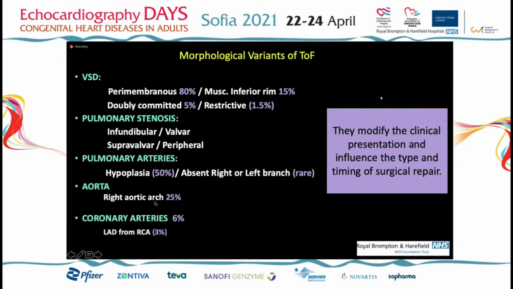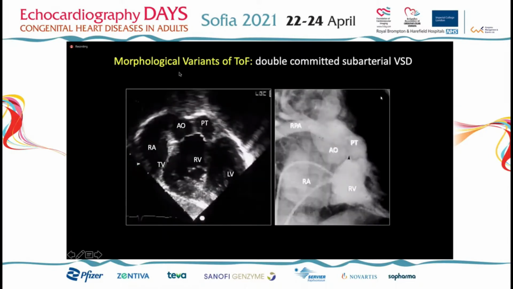Then abnormalities of the aorta can happen also at different levels. The most common is the right aortic arch, which happens in approximately 25% of the cases and is most commonly seen in patients with DiGeorge syndrome. And the coronary arteries can be anomalous, particularly in their origin. The most common is the LAD origin from the right coronary artery, which can affect 3% of the cases. And we're going to see examples of this.